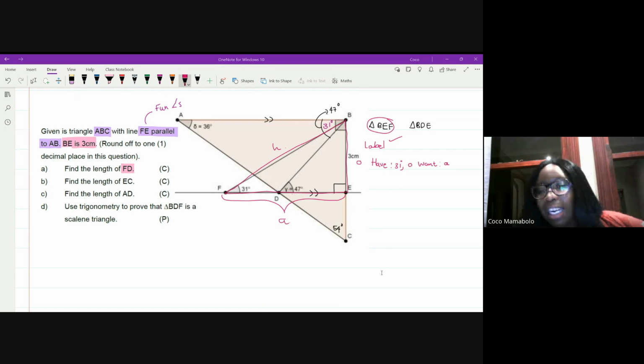Okay, lovely. Let's start there. Now, before I continue, let me ask you about the other triangle. In triangle BDE, which side are we going to look for? Which side are we going to calculate, Princess?